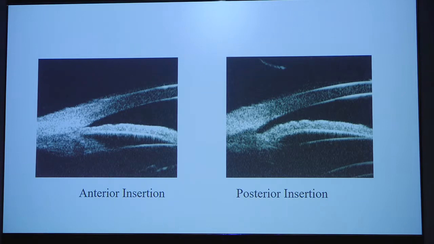Then the insertion of the iris in relation to the trabecular meshwork and in relation to the scleral spur. So here you can see the thickness of the iris is the same, but this is an anterior insertion closing the angle, whereas here you can see it is angulating posteriorly and inserting posteriorly. So again you can see the difference of the angle recess in both the conditions.